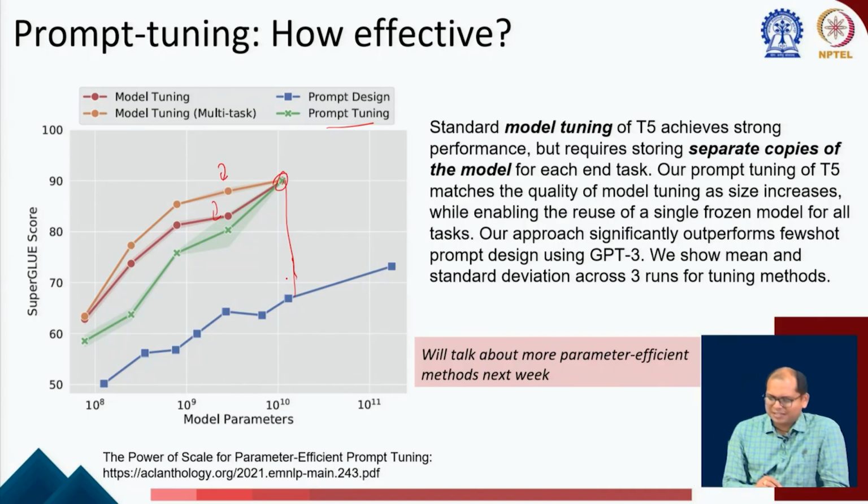So this was very interesting, that you can achieve strong performance by model tuning, but you need separate copies of the model for each end task. Prompt tuning matches the quality as the size increases, while enabling the reuse of a single frozen model for all the tasks, plus a very minute number of additional parameters for each soft prompt, and it outperforms the few-shot performance of GPT-3, right? We will talk about more. This is one sort of parameter-efficient fine-tuning method, because we did fine-tuning here, but just by making use of prompts, right?